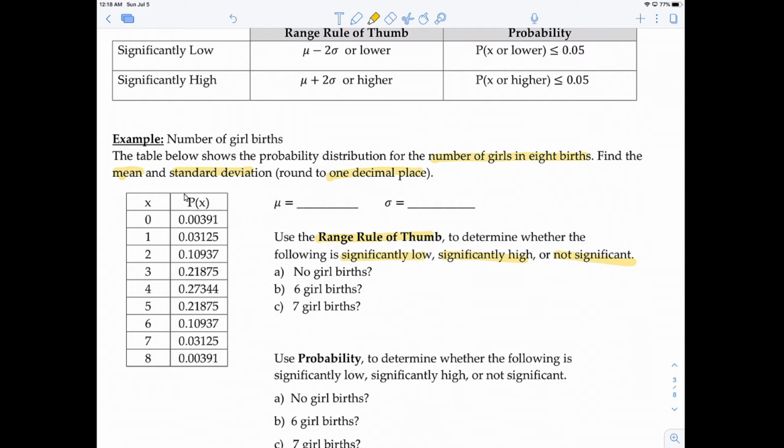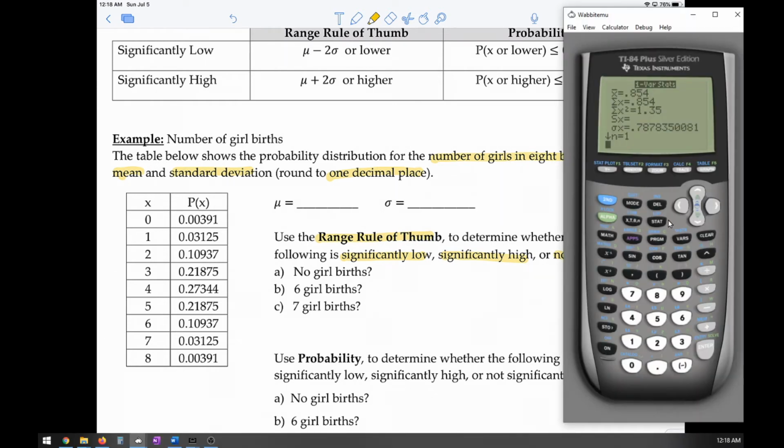So given that this is a probability distribution, to find the mean and the standard deviation, we just have to do that with a calculator. We're going to go to stat, edit, and then input all those values. In L1, I inputted the X's. These are the possible number of girls in 8 births. You can have no girls all the way up to all girls. And then these are the corresponding probabilities for each situation.